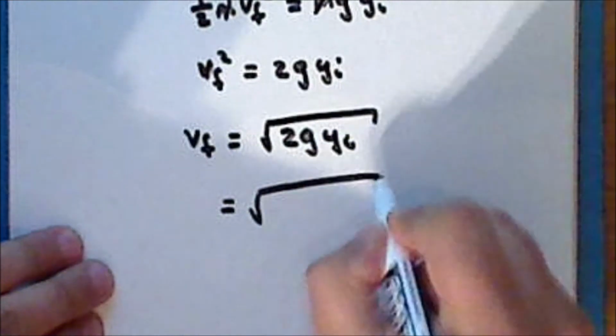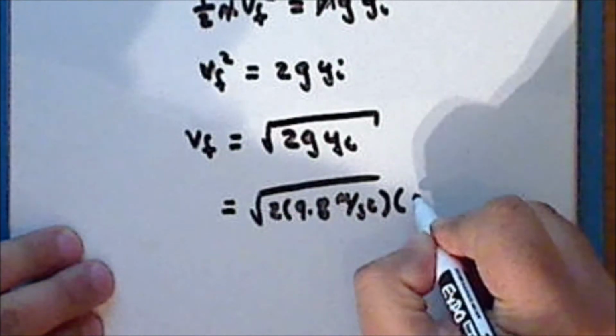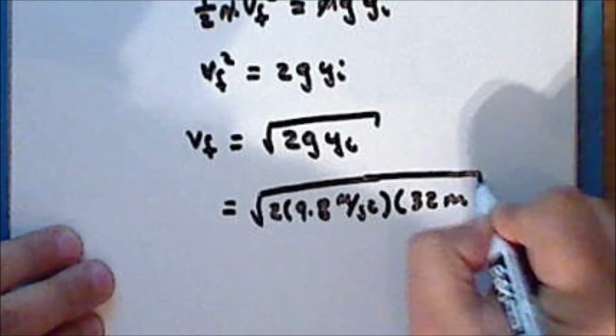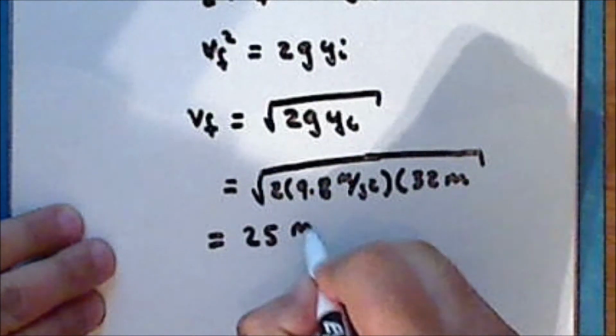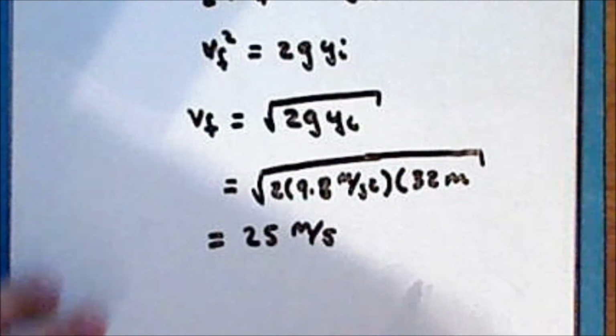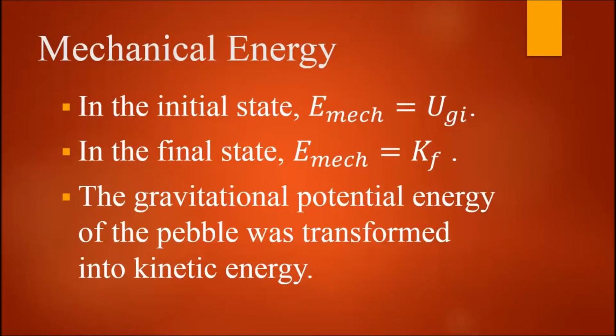And so this is the square root of 2 times 9.8 meters per second squared times 32 meters, which to two significant figures is 25 meters per second. That is, it has the same speed when it returns to its initial launch position as it had upon launch. Now in this case, all of the mechanical energy is initially in the form of potential energy, while in the final state, all of the mechanical energy is in the form of kinetic energy. And so the gravitational potential energy of the pebble was transformed into kinetic energy.